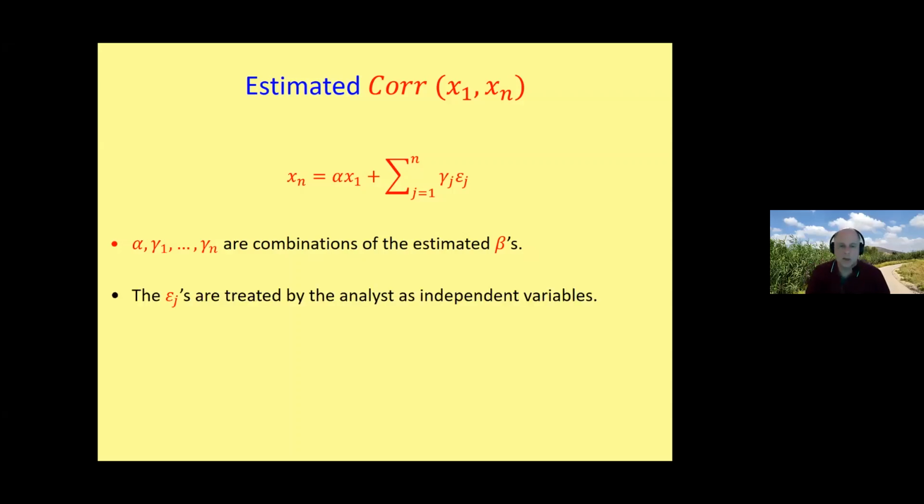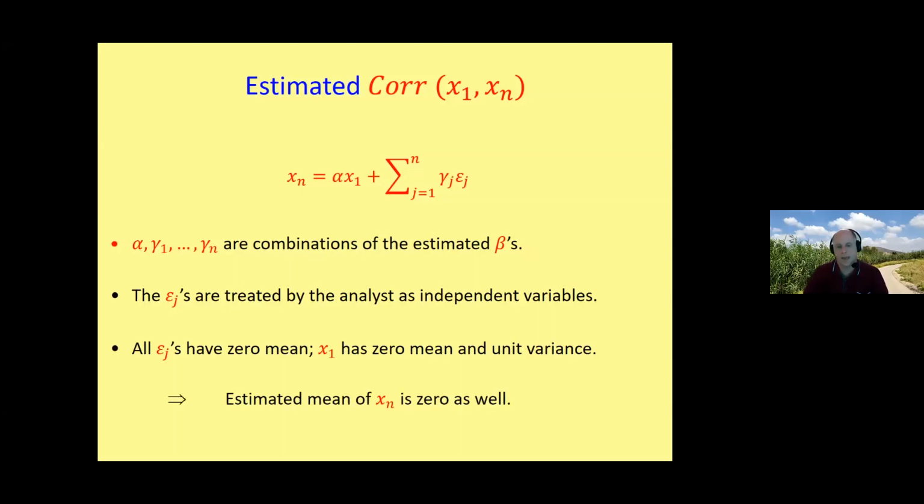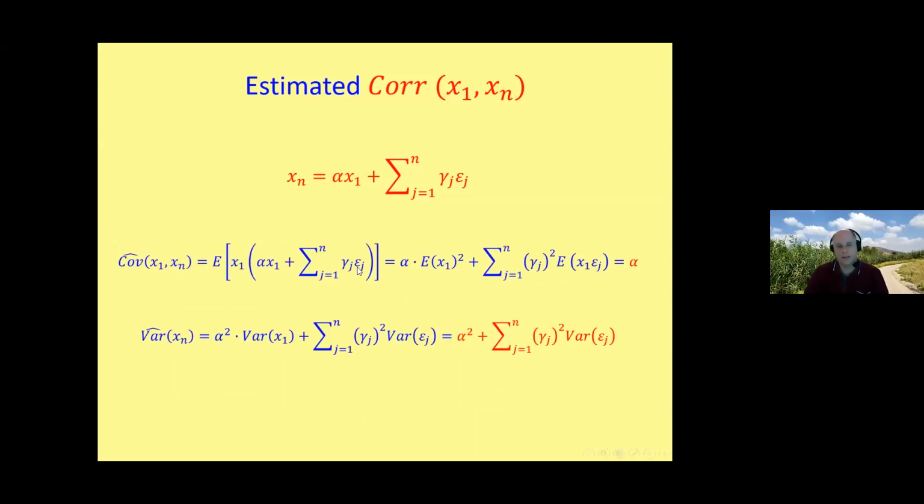Remember that the epsilons are treated by the analyst as effectively independent variables. All these epsilons have 0 mean. X1 has 0 mean and unit variance. So the estimated mean of xn is also going to be 0. And these are formulas for the estimated covariance of x1 and xn, as well as the variance of xn.